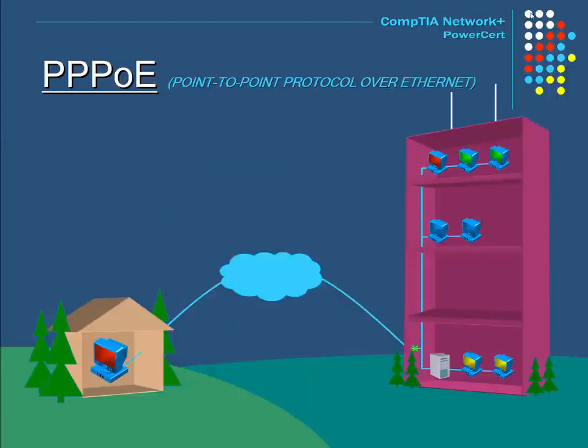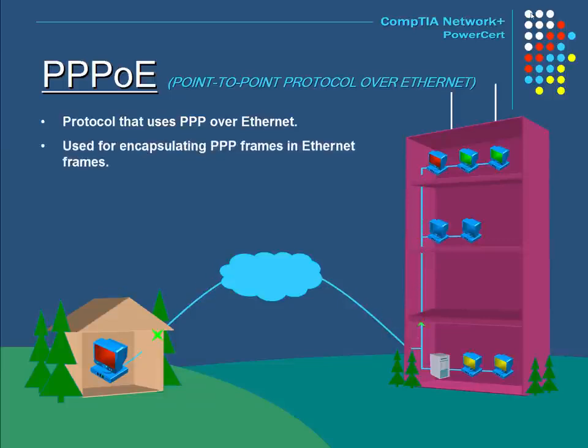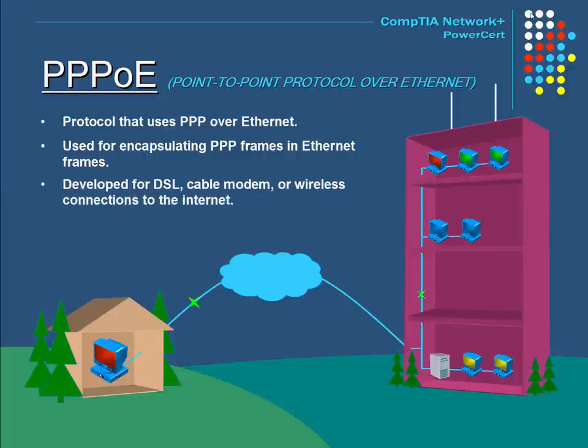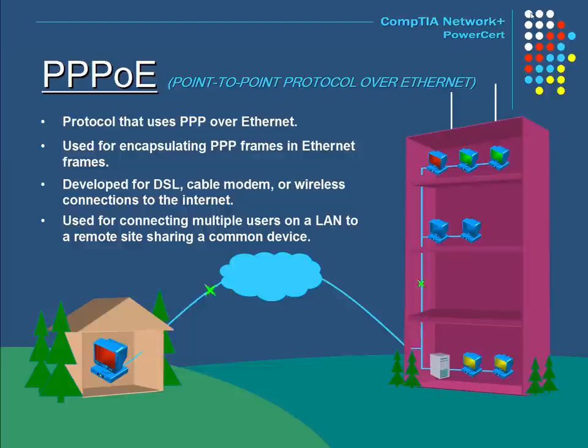Point-to-point protocol over Ethernet is exactly what its name implies. This protocol uses PPP over Ethernet. It works by encapsulating PPP frames in Ethernet frames. People who use this protocol have a DSL broadband or wireless connection to the internet. It's also used for connecting multiple users on a local area network to a remote site sharing a common device.